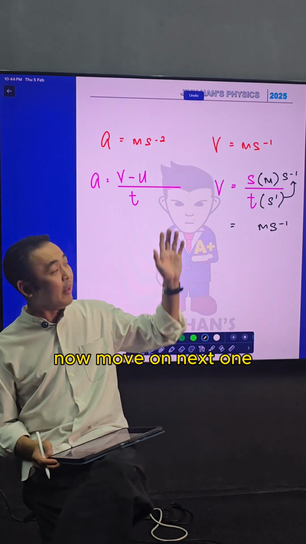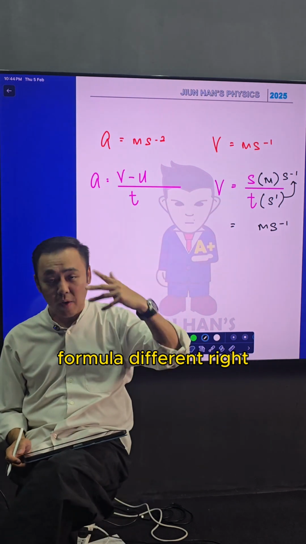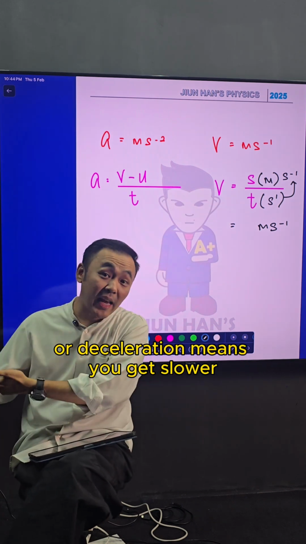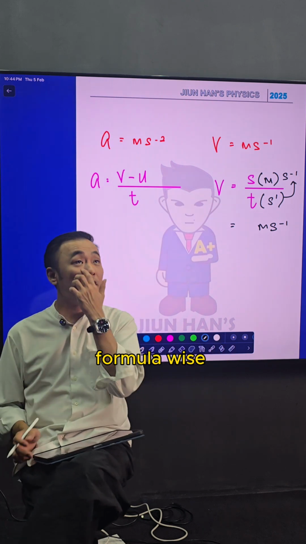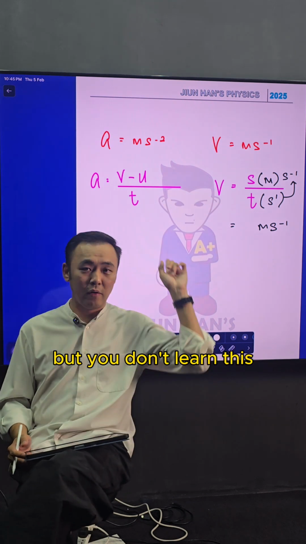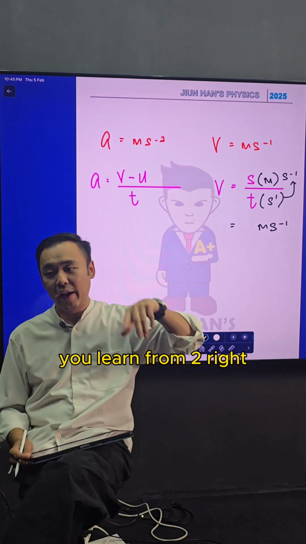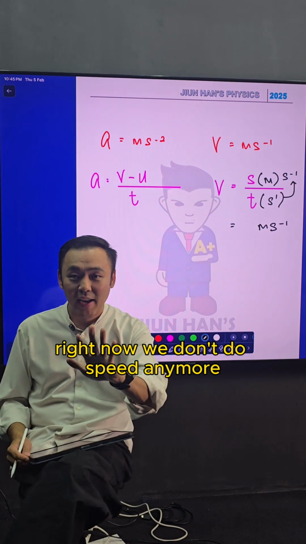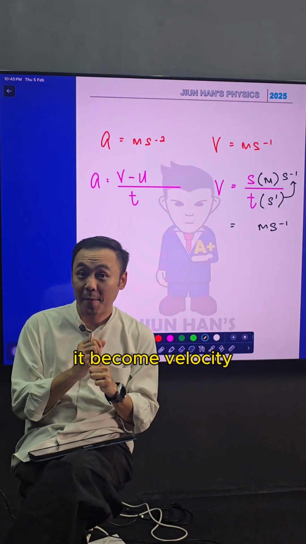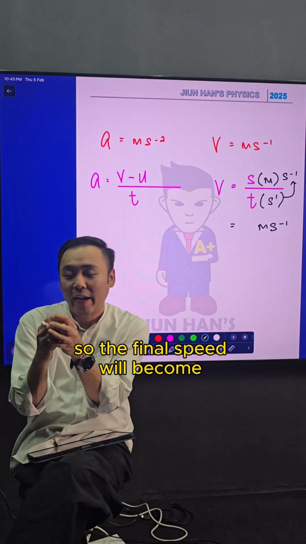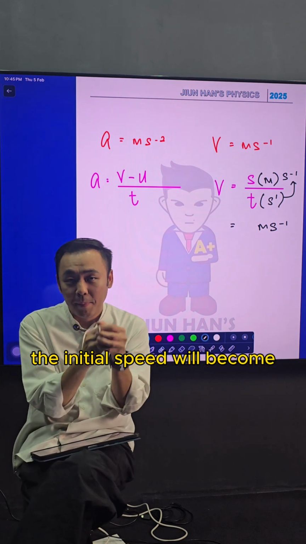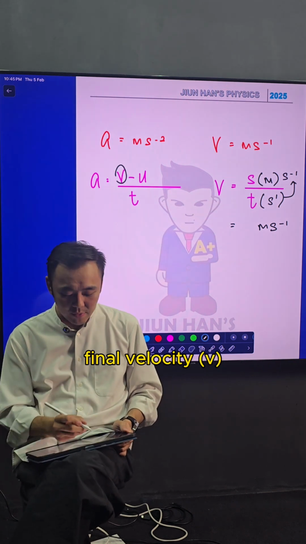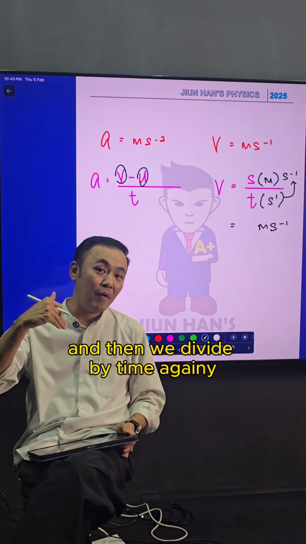Okay, now move on. Next one, we got this thing, acceleration. Formula different, right? Acceleration is when you speed up, when you get faster, or deceleration means you get slower. Formula wise, you learned this in Form 2 before, from 2.1. It's final speed minus initial speed and then divide by time. Right now, we don't do speed anymore. It becomes velocity. So the final speed becomes final velocity, the initial speed becomes initial velocity. So that's why V and U mean final velocity, initial velocity, and then we divide by time again.